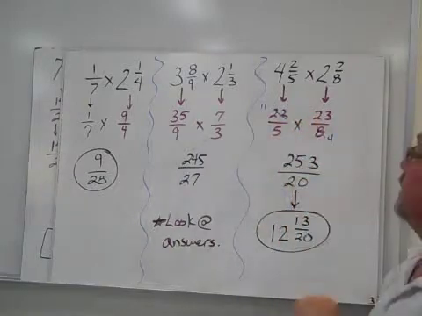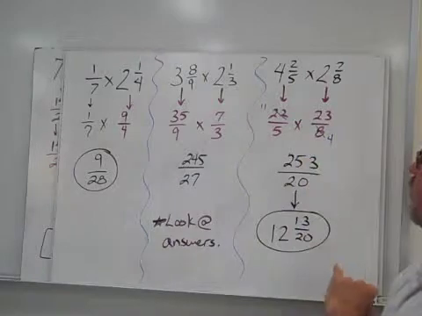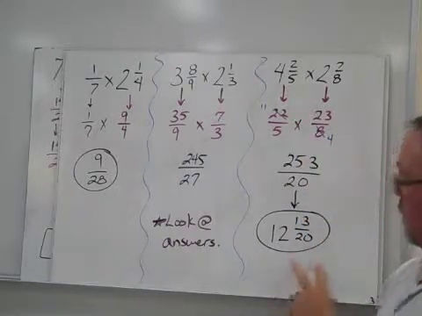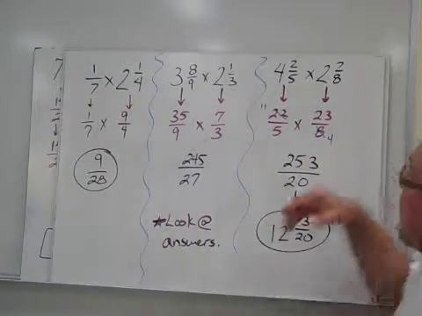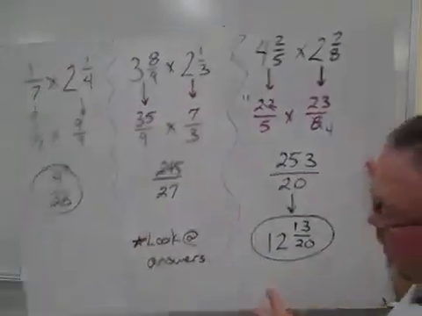Instead of 22 times 23, now I'm taking 11 times 23 and 5 times 4, which gives me an improper fraction, which again I turned into a mixed number. By this time you should be pretty good at changing impropers to mixed and the other way around.